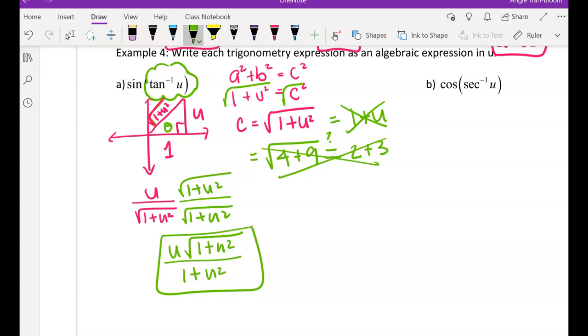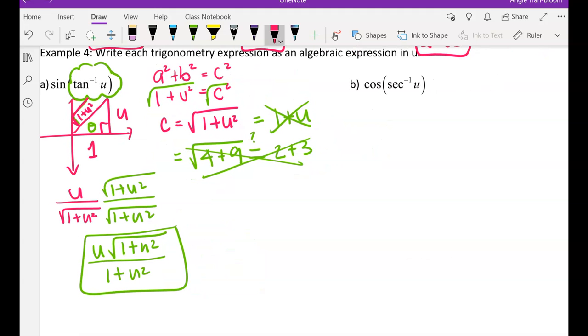Last one. Cosine is composed with secant inverse of u, similarly. Secant inverse of u can be drawn in quad 1 or quad 2. But where do you want to draw it? One. Yeah, it's just easier, not because it's right or better. Whatever that is, this is theta. Would you guys agree? All right, can I label this triangle? Yes. Secant is what over what? Hypotenuse, which is u, over adjacent, which is 1.